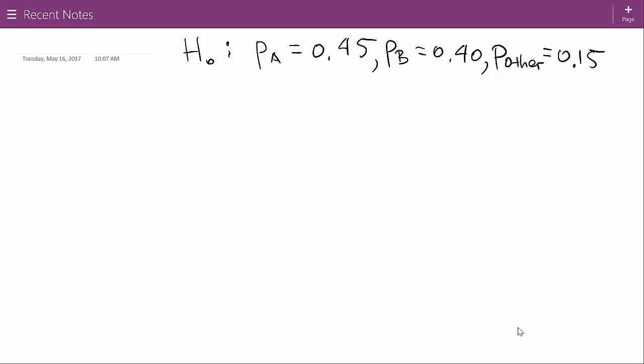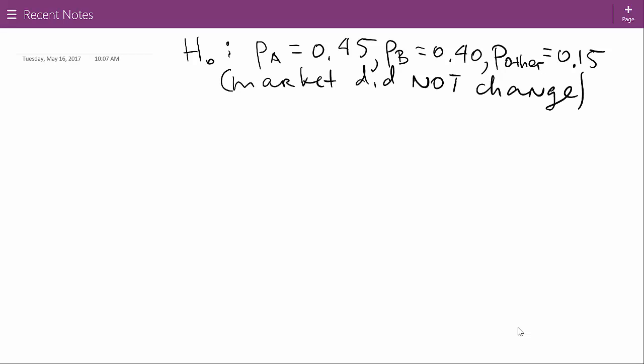Okay? In other words, I can state in plain English, market distribution did not change, right? Company A still controls 45%, B 40%, and others still 15%. So market did not change. That's my null. Business as usual. Okay, status quo. Even after advertising, nothing really happened.